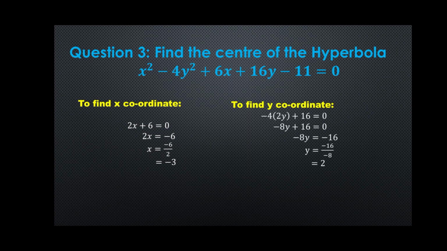Similarly, to find the y coordinate, differentiating minus 4y square plus 16y, which is minus 4 into 2y plus 16 equal to 0, which will be y equal to 2. Therefore, the center is minus 3, 2.